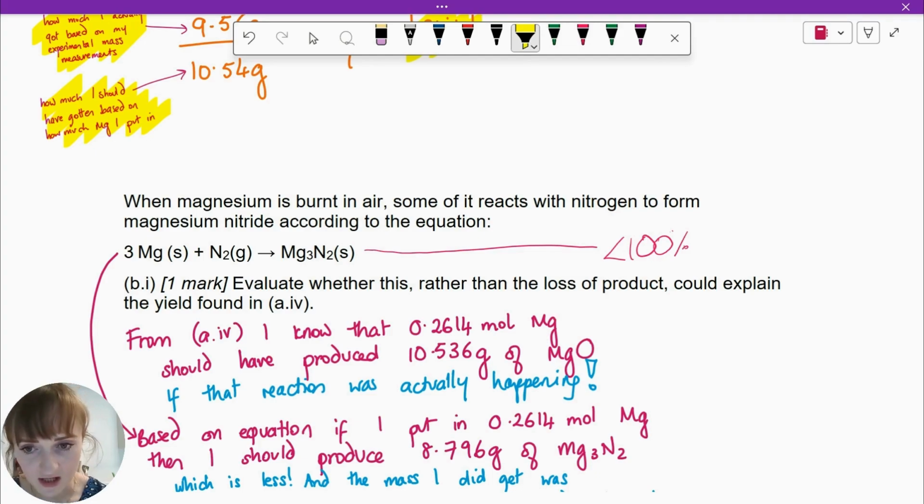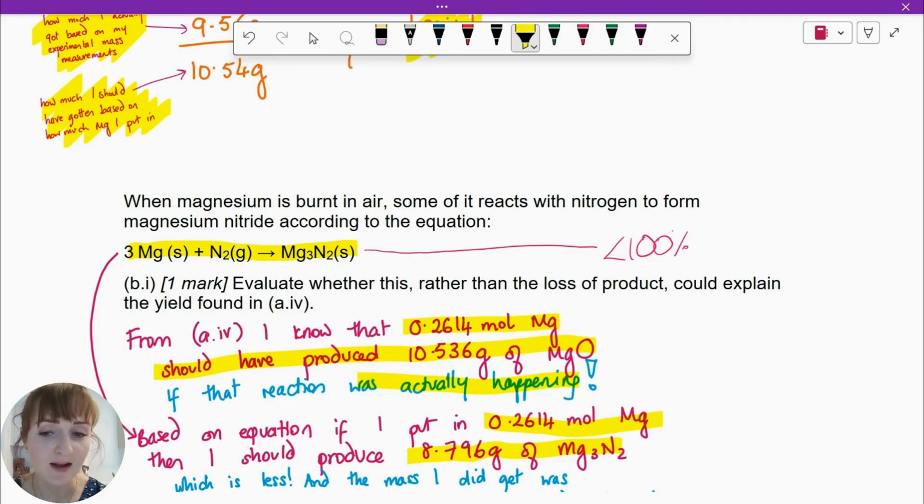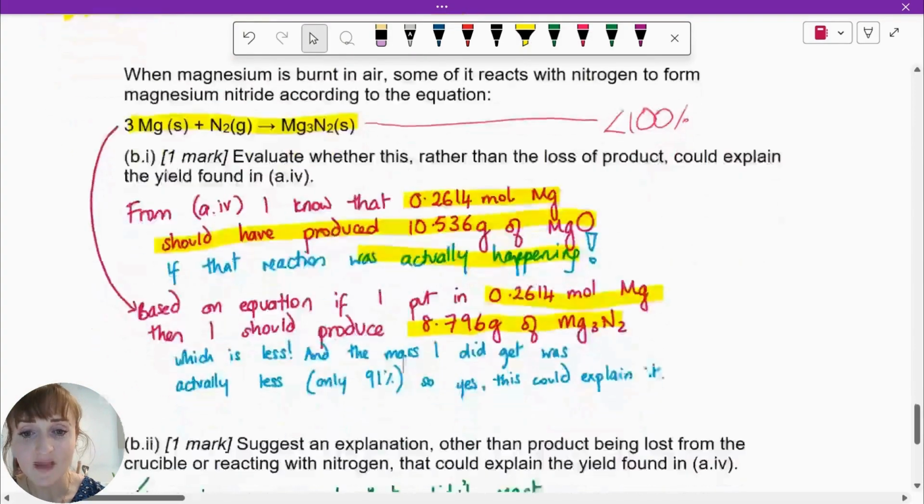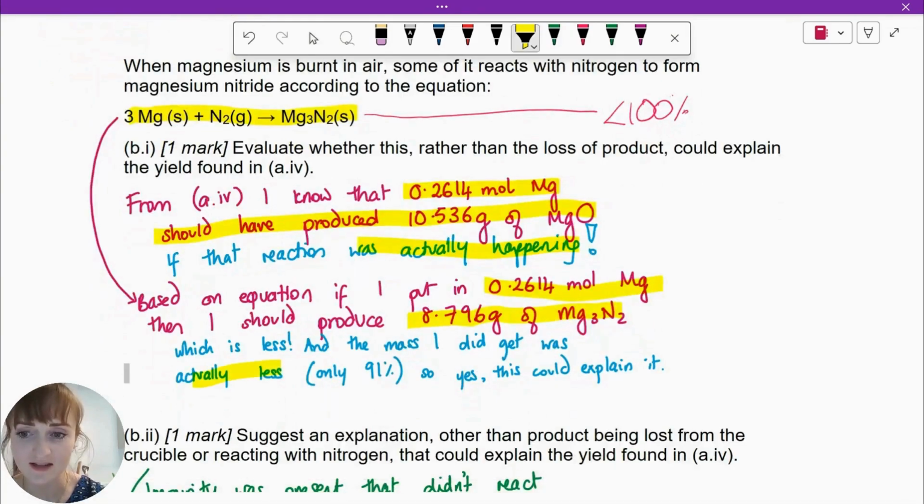So let's think about what I know already. I knew, based on the last part of the question, that if I was to put in 0.2614 moles of magnesium, what I should have produced was 10.536 grams of magnesium oxide. And that's if the reaction that I think was happening was actually happening, the reaction with oxygen. But based on the equation that you're given, if you were to put in the same number of moles of magnesium, then you should end up producing only 8.76 grams of magnesium nitride, which is obviously a little bit less. So that means that because the mass you did get was actually less, in fact it was only about 91%, it could make sense that this reaction could also explain it.